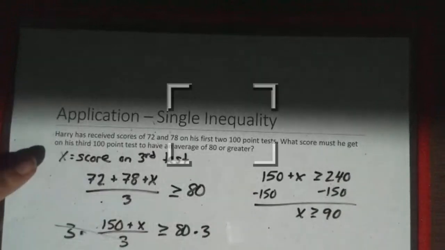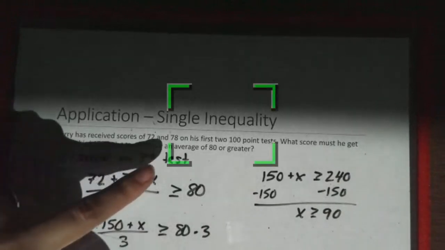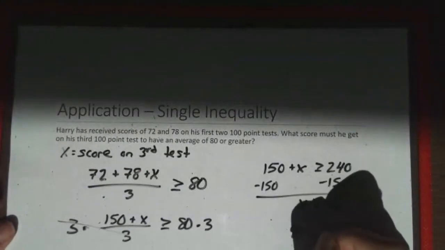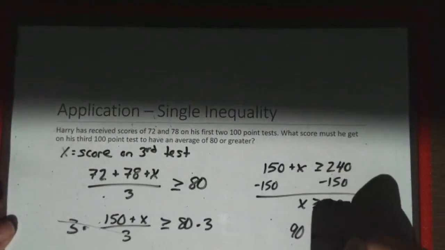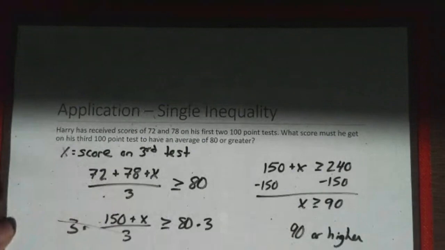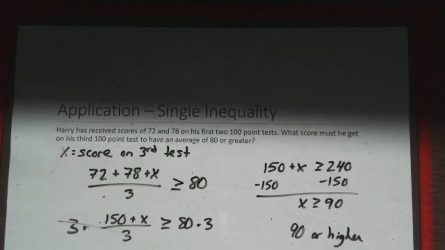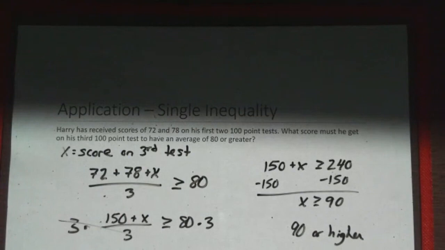So what score must he get on his third 100-point test to have an average of 80 or greater? He needs to score 90 or higher. Now, if we think about this in terms of the context of the problem, he has a 72 and a 78. He's trying to get up to an average of 80. So he is going to have to really score high if he wants to bump up that average. So having 90 seems to make sense.